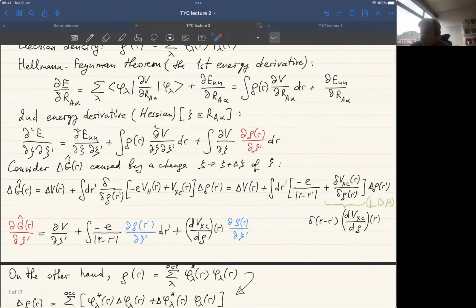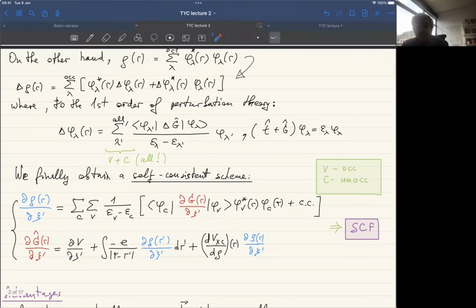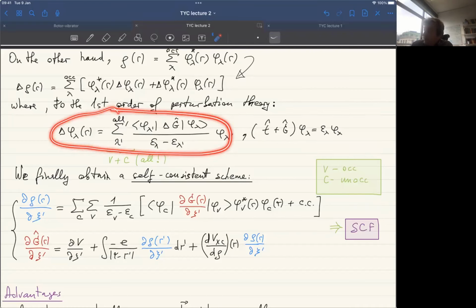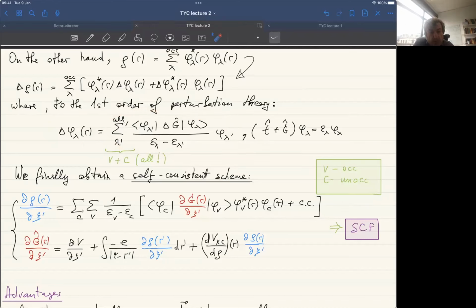And the change of the orbitals can be actually worked out using first order perturbation theory, and this is the result. In the first order perturbation theory, you get for the orbital lambda that linear combination over all orbitals, both occupied and unoccupied, vacant, with the matrix element of the change of the potential between orbitals of the non-perturbed system, which is when atoms are at equilibrium positions.